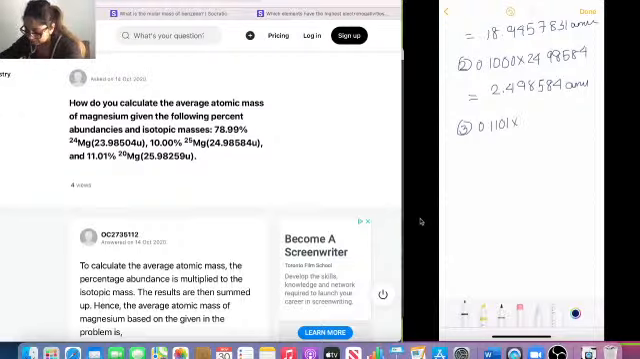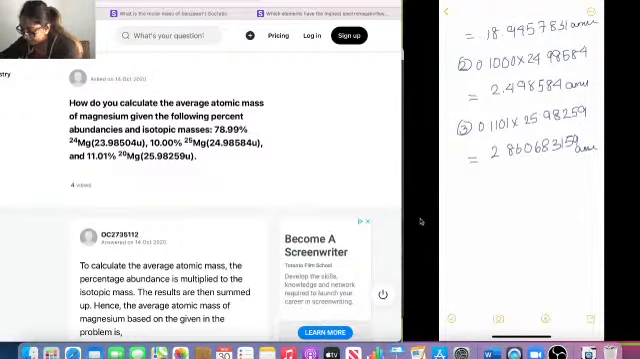0.1101 times 25.998259. And so when you multiply these two numbers, you get 2.86068315 amu. Okay, and so now to calculate the total, the average, we can basically add all this together.